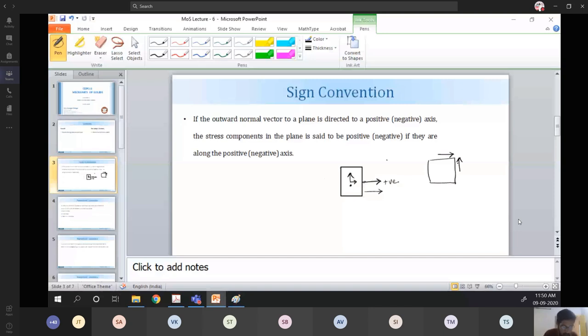And now there is a shear stress coming here. What can you say about this shear stress? So this is the outward normal vector, which is directed along the positive x-axis. Now what is the sign convention for this? It is said to be positive if they are along the positive axis. This is along the positive axis because our positive y-axis is in the upward direction, and this is what we are giving. So this will be positive.